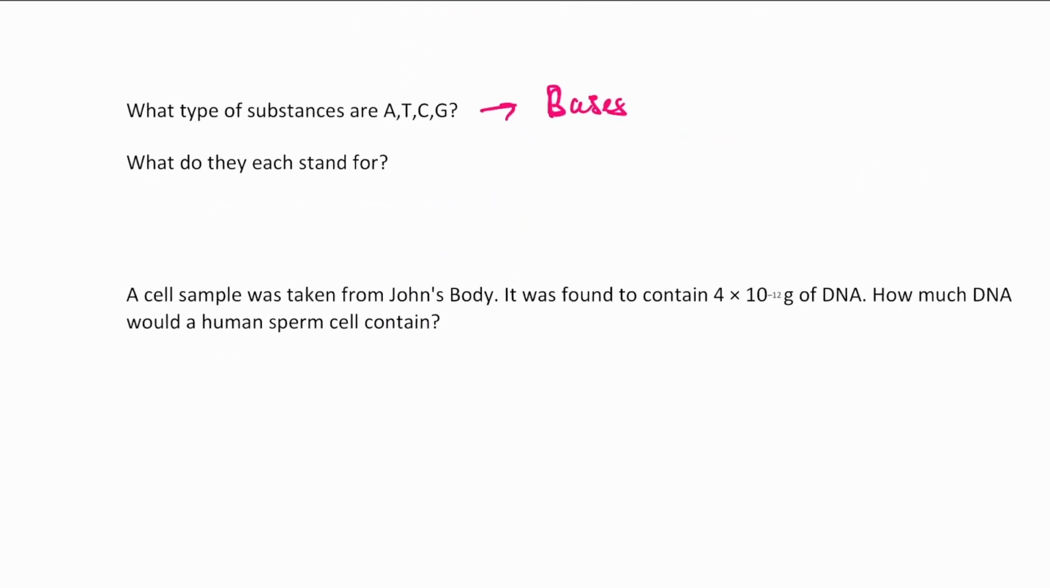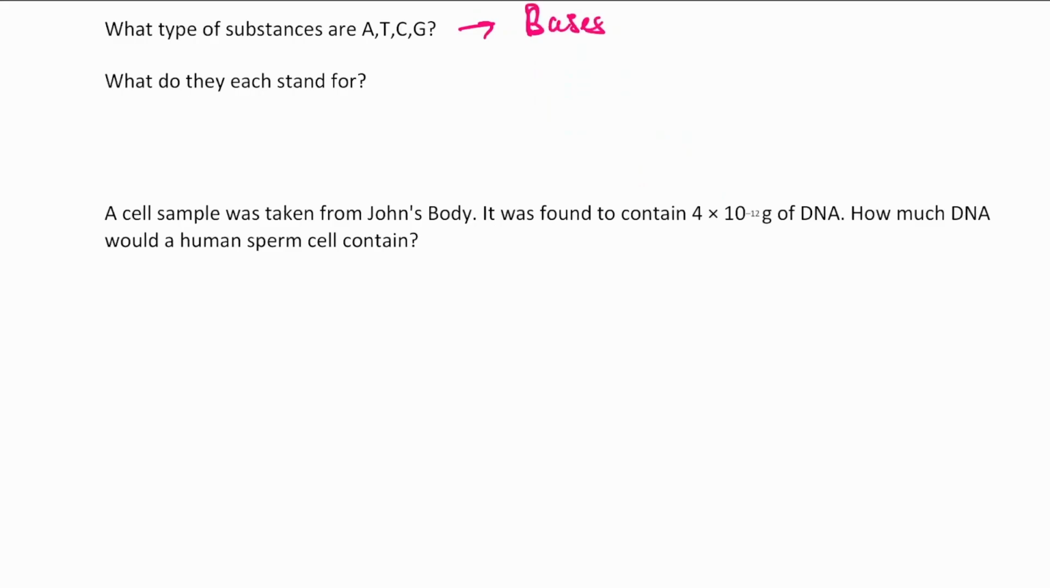The next question we've got: a cell sample was taken from John's body. It was found to contain 4 times 10 to the minus 12 grams of DNA. How much DNA would a human sperm cell contain? So what this question is basically asking you to do is find the link between a regular body cell and a sperm cell, or a sex cell specifically. So I'll give you guys a chance to have a go at this one too.